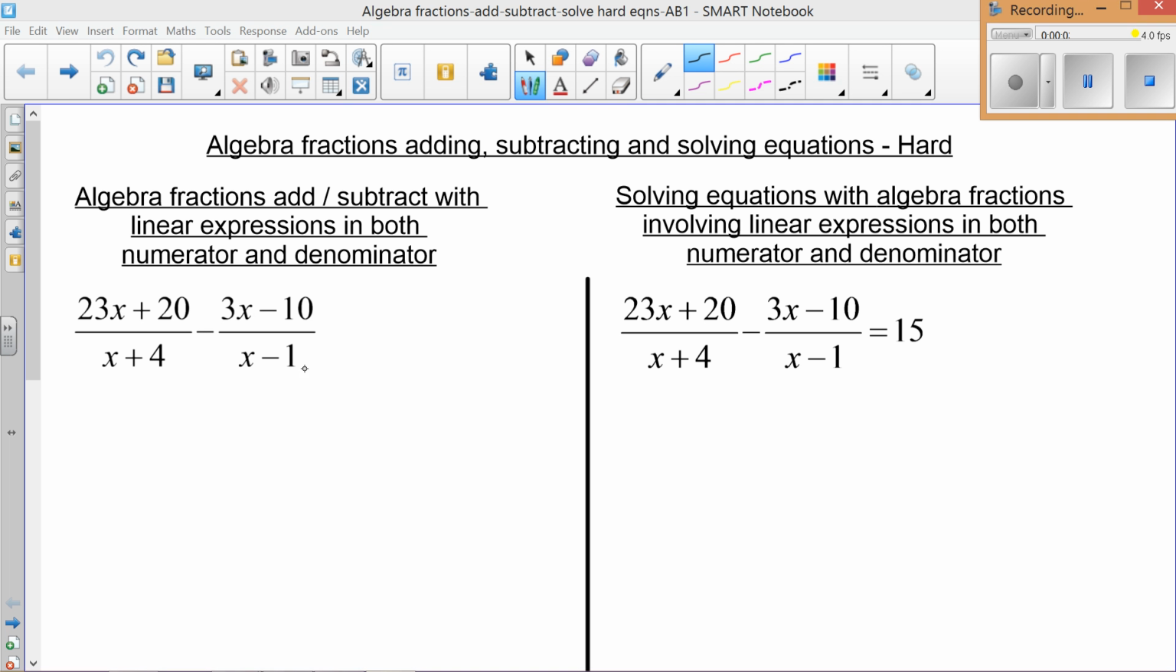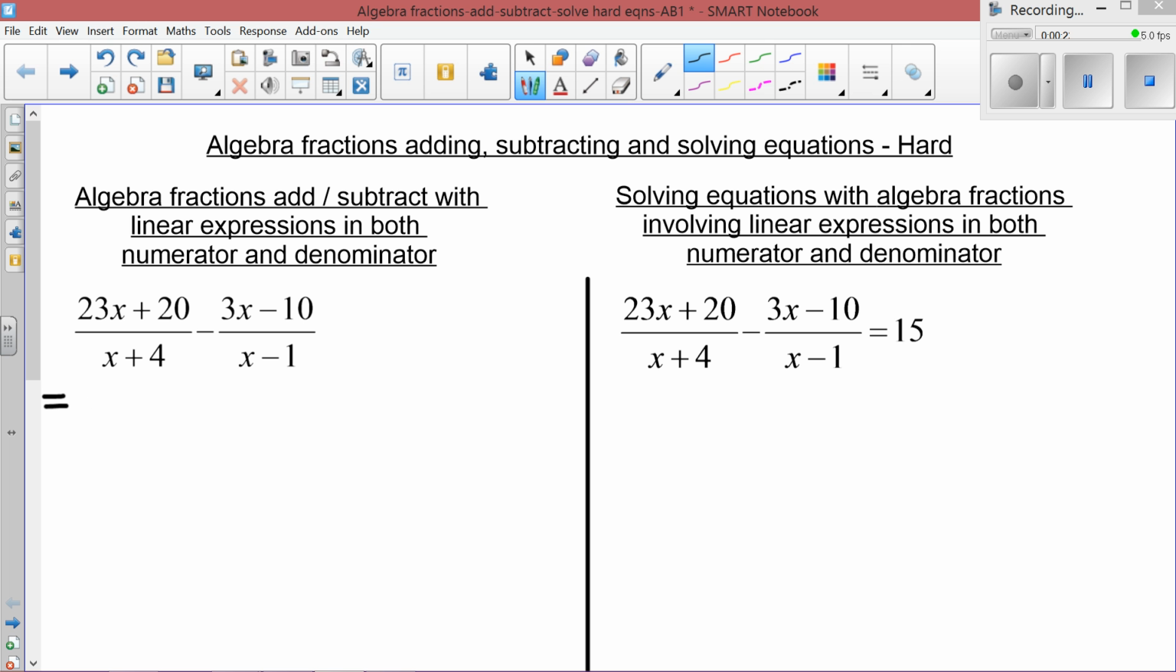Subtracting algebra fractions with linear expressions in both numerator and denominator. Like all fractions when adding or subtracting, we look to see if we have the same values in the denominators. If not, we have to create a common multiple of the denominators in the form of equivalent fractions, and that's what we have to do here.